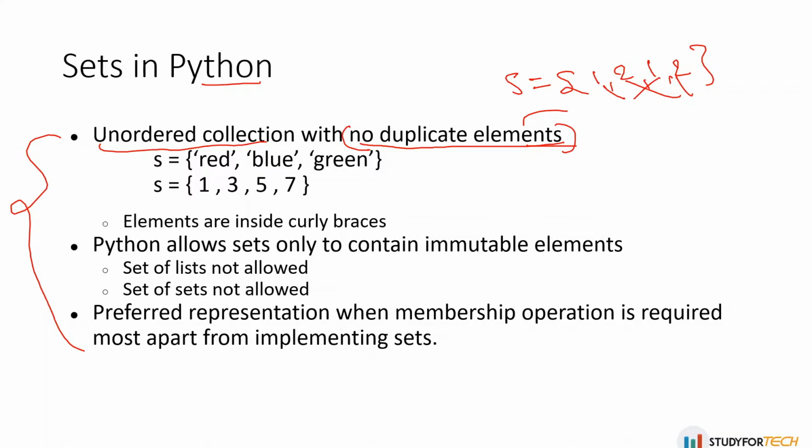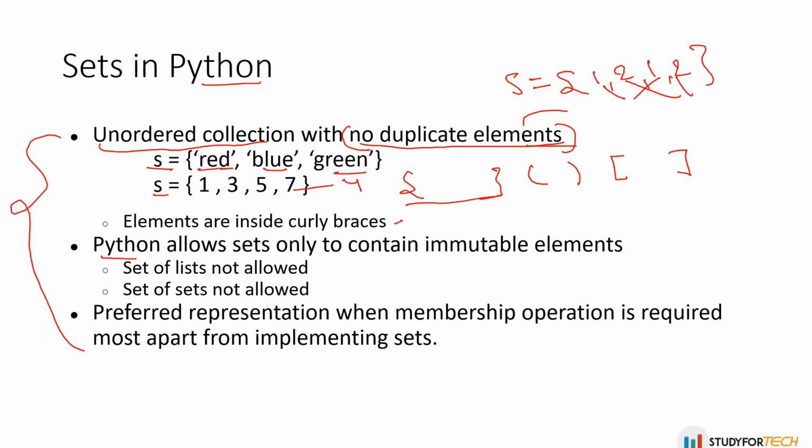You can see here, this is the first set where we have three strings, which are red, blue, and green. And another set which has integers, and the number of elements inside that is 4. Elements are inside curly braces. Sets are defined with curly braces, like tuples are defined like this and lists are defined with this symbol. So a set is defined with curly braces.